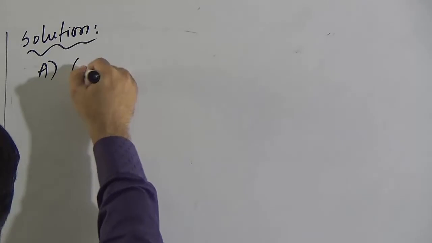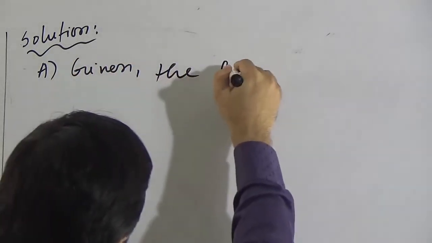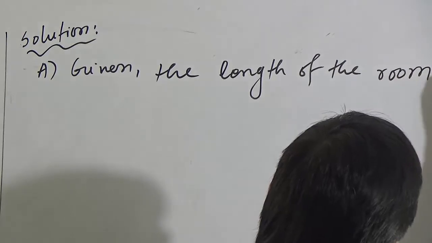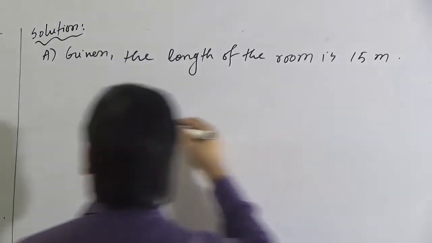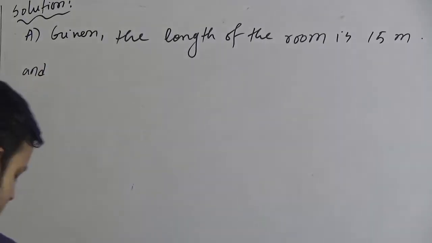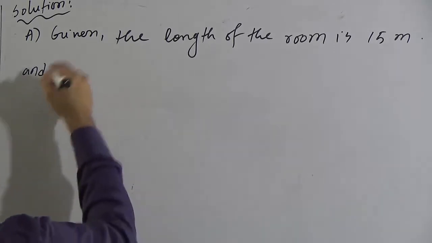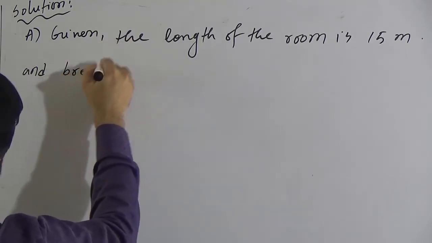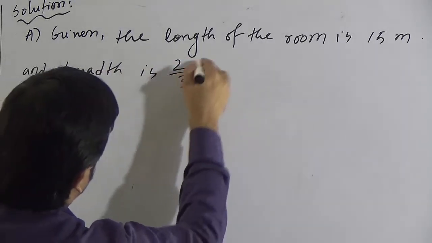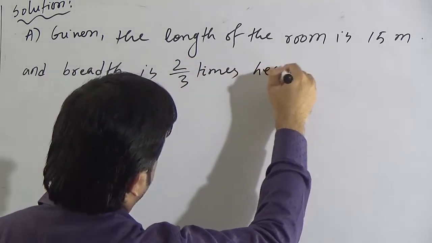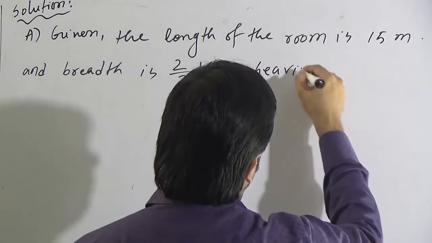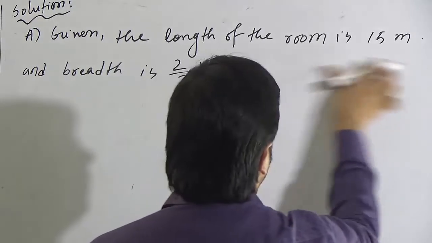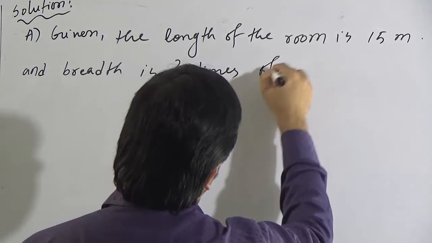So we can write, given the length of the room is 15 meter, and another condition is given. Using that condition we can determine the breadth. So we can write, and breadth is 2 by 3 times of the length. Not heavier, 2 by 3 times of the length.